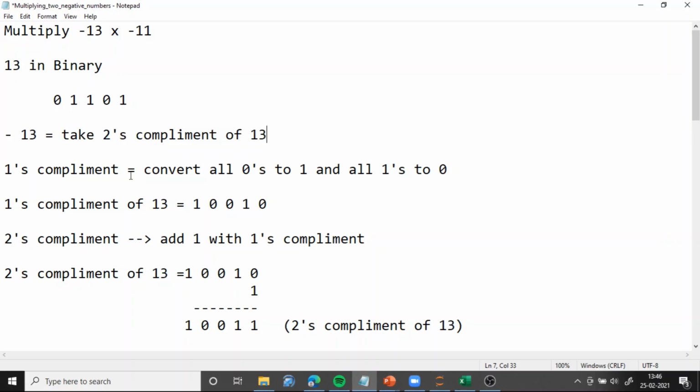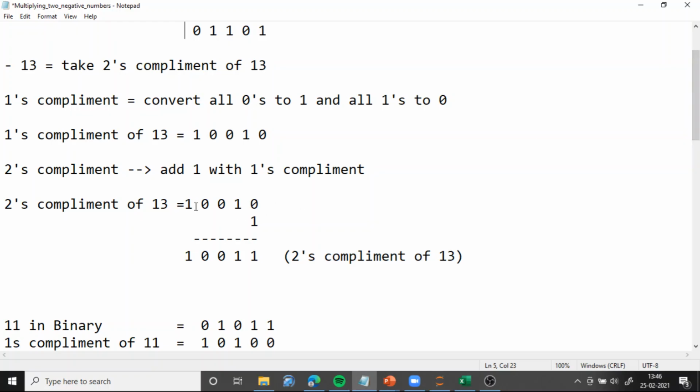So take the 2's complement of 13 like how we did already. First take the 1's complement, that is convert all 1's to 0's and all 0's to 1's. So if you take the 1's complement, this is what you will get. This 0 will become 1, this 1 will become 0, this 1 will become 0, this 0 will become 1 and this 1 will become 0. So this is the 1's complement part. Now add 1 to it to get the 2's complement.